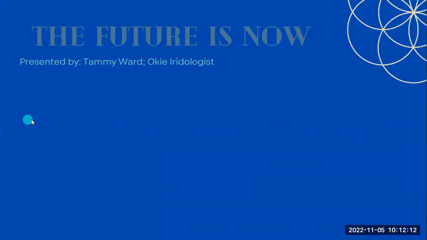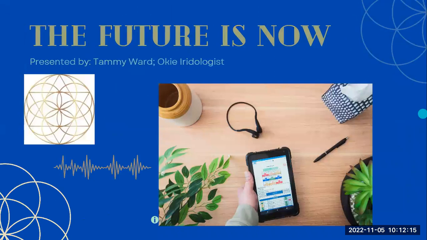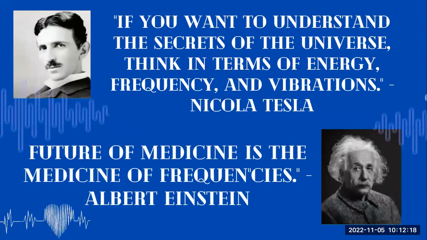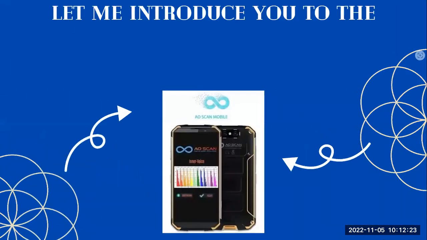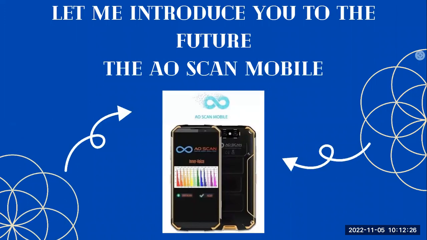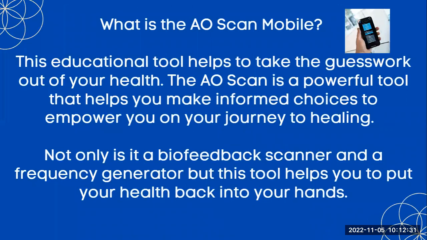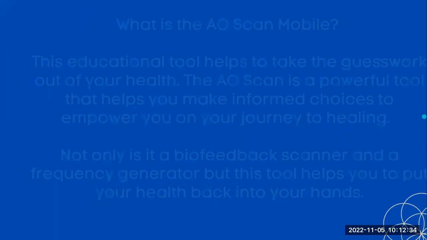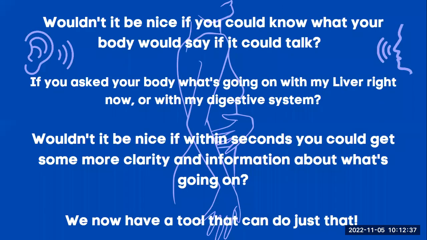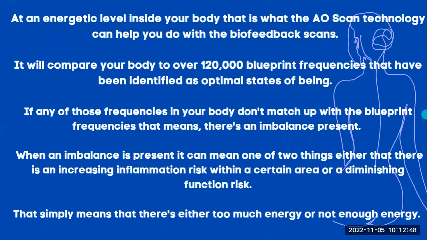My apologies. So here's the future is now. This is the beginning of it. And then here's Nikola Tesla and Albert Einstein. Let me introduce you to the future of the AO Scan Mobile. What is the AO Scan Mobile? I've already read that, so I'm giving you all the words to this, and I'll give you the PowerPoint too. Again, wouldn't it be nice if you could know what your body would say if it could talk? Read that. And then the 120,000 blueprint frequencies, I've read that.